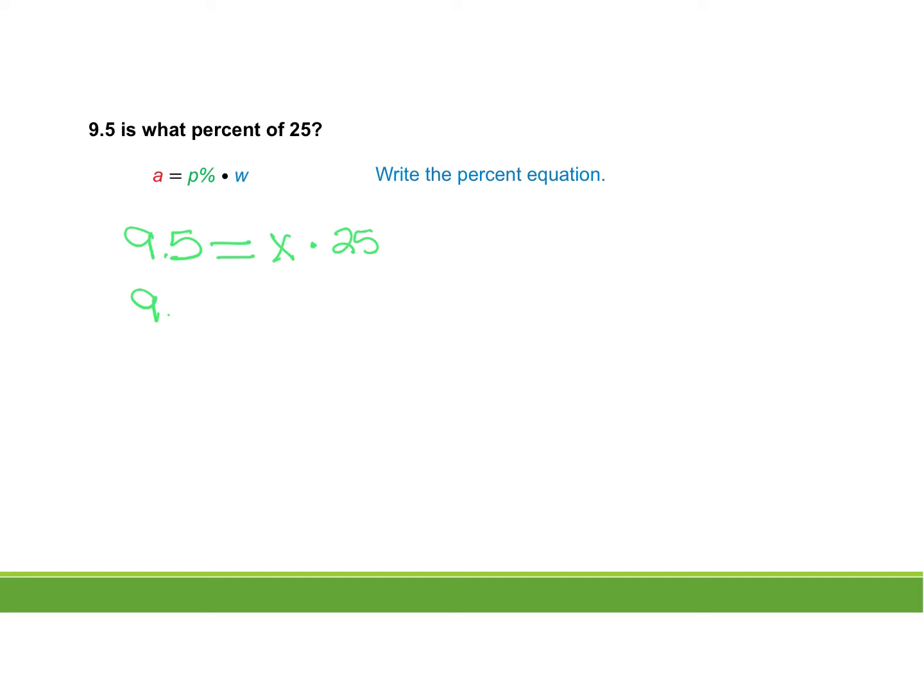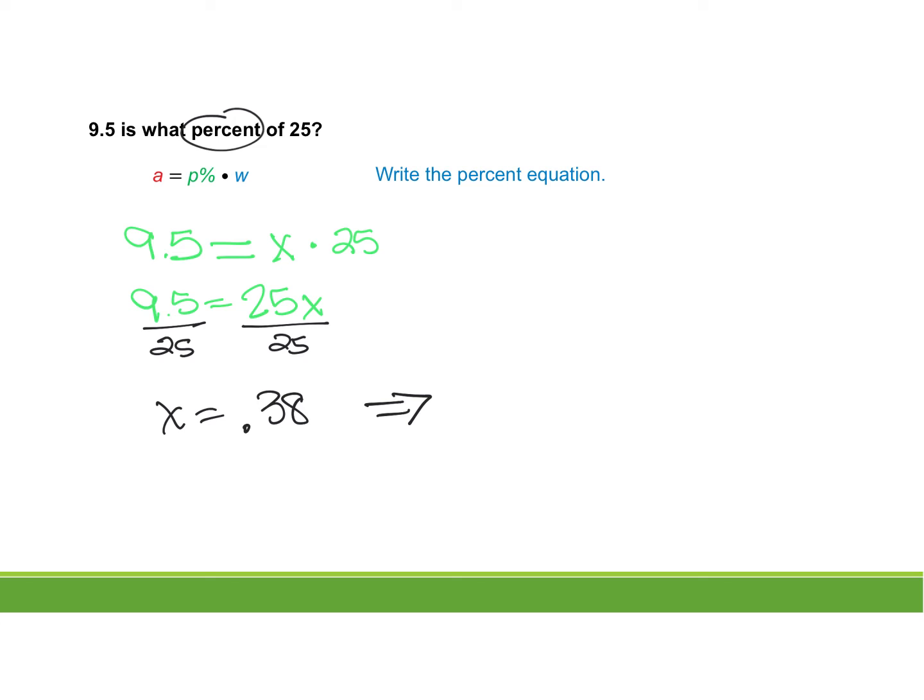So if I simplify this, I have 9.5 equals 25x, and I want to get x by itself. So I'm going to go ahead and divide both sides by 25, and I'm left with x equals 0.38. Now it does say what percent, so I have to convert that decimal from 0.38 over to 38%.